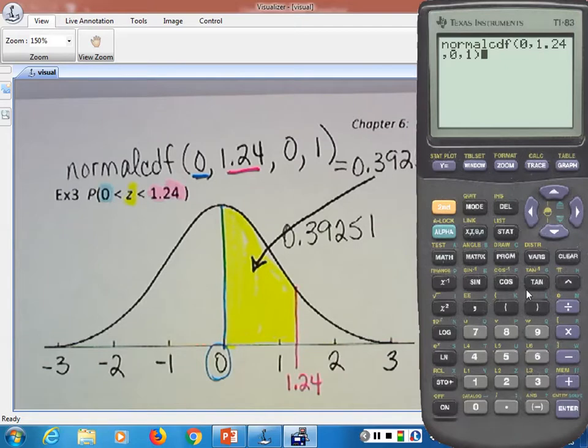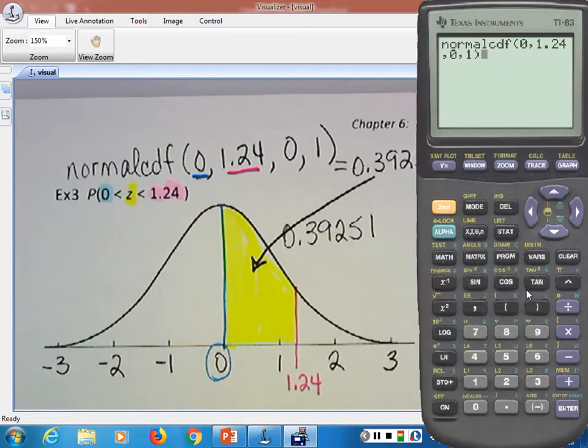So remember that anytime you use normal CDF, because we're going to use it a lot, you are always going to enter the lower boundary or the smallest number, where you're starting from, the upper boundary or the highest number, which is where you want to stop calculating probability, and then you're always going to enter the mean, and the standard deviation. If it's a standard normal, the mean and standard deviation will be 0 and 1. If it is not a standard normal, then you will have a mean and standard deviation given to you in the problem to use in place of that.